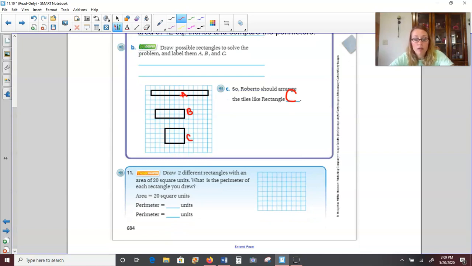Number 11, think smart. Draw two different rectangles with an area of 20 square units. What is the perimeter of each rectangle? Okay, so we only have to draw two. I don't know that they gave me enough room to just make one skinny rectangle with 20 square units. So let's do 2 rows of 10. 2, 4, 6. That's not gonna work. I needed to start over at the edge.